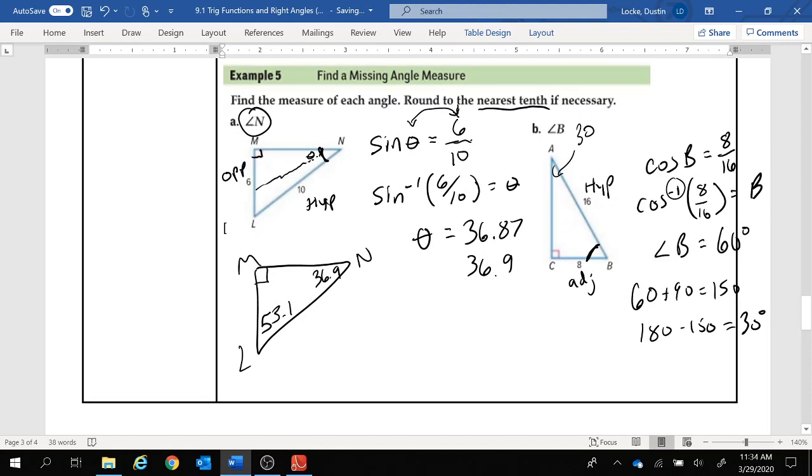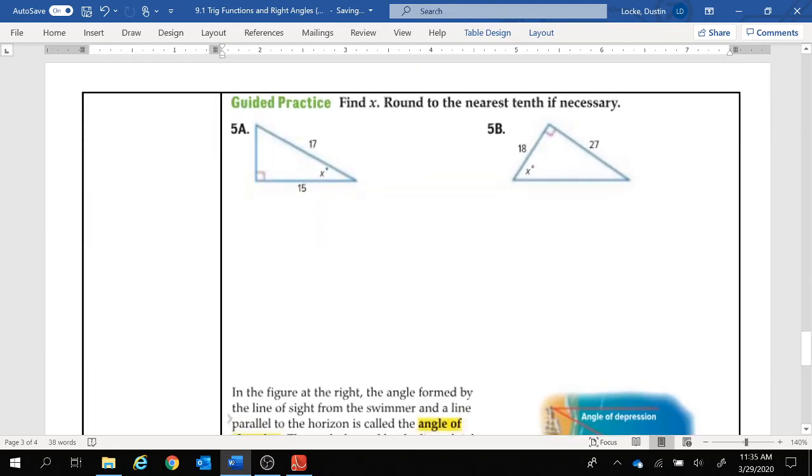All right, and actually, over here, let me write that piece out that we did. We had 90 plus 36.9, okay? That equaled 126.9, and we subtracted that from 180, and that gave us our 53.1. Okay, all right, go ahead and take a second to try these two problems on your own. Notice we're finding the missing angle, so that's using your trig or inverse trig function once again. All right, so go ahead and take a second to do that.